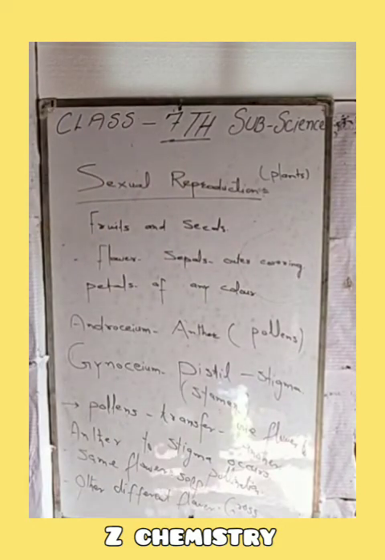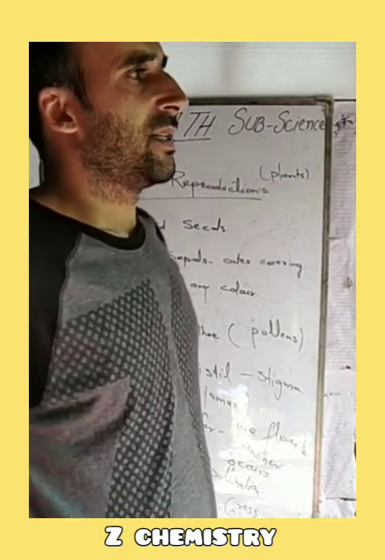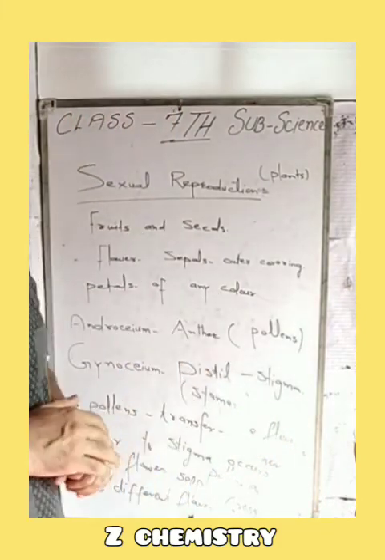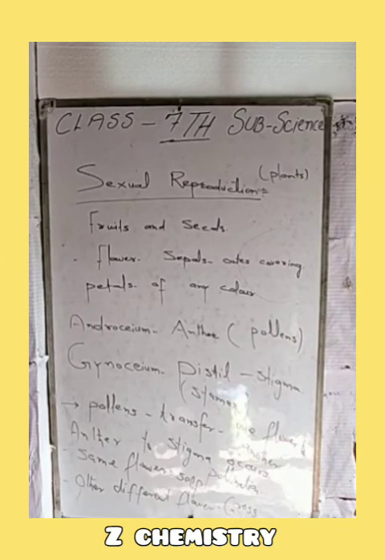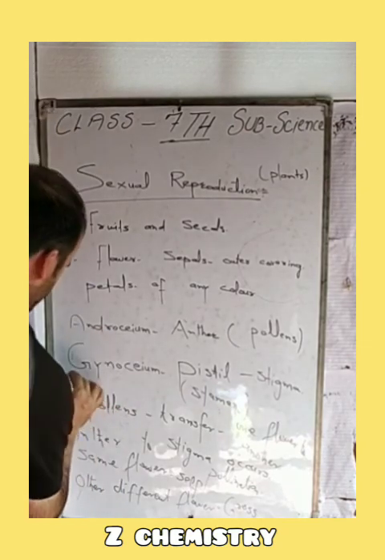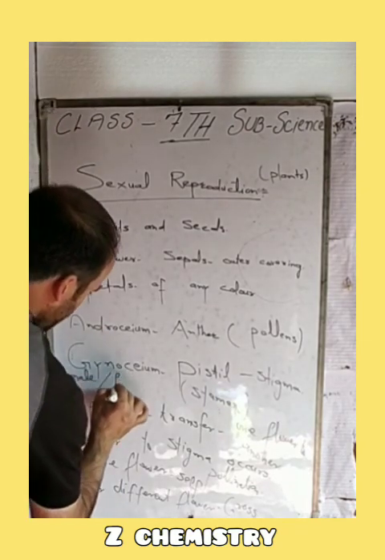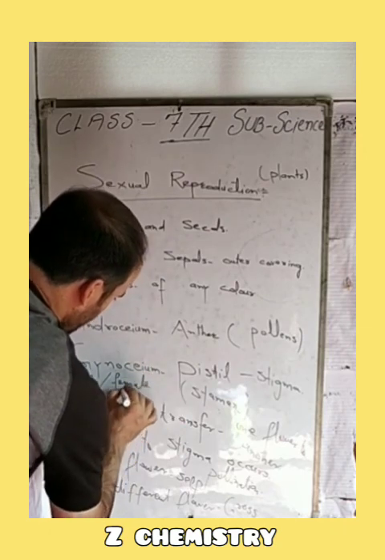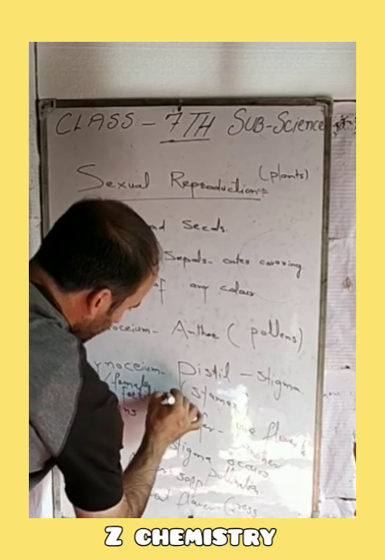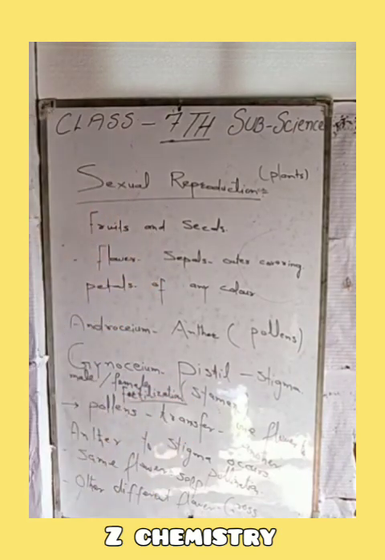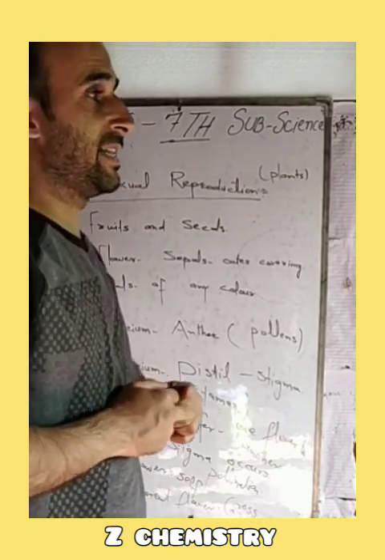In case of self pollination, what happens? The variety is not as viable as in the case of cross pollination. Hence, cross pollination is preferred over self pollination. The combination of the anthers with the stigma of the flower, or the combination of the male gamete with the female gamete, is called fertilization.